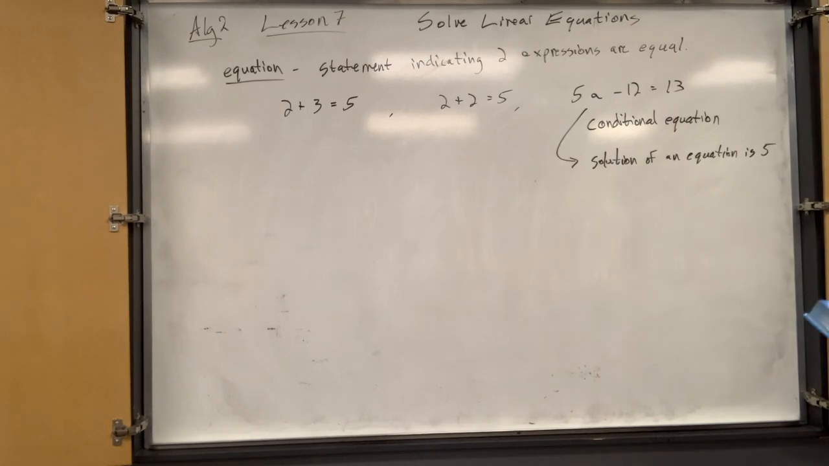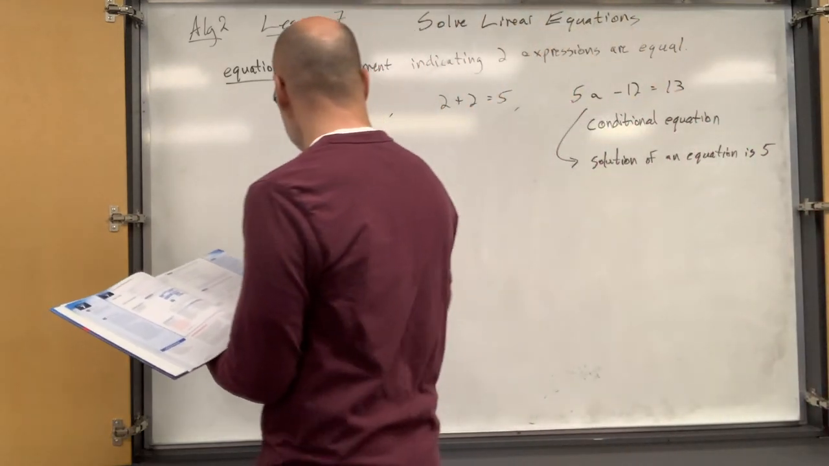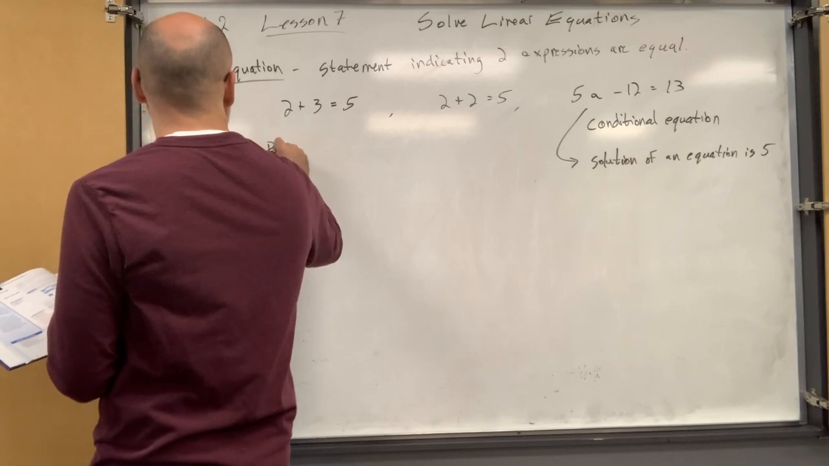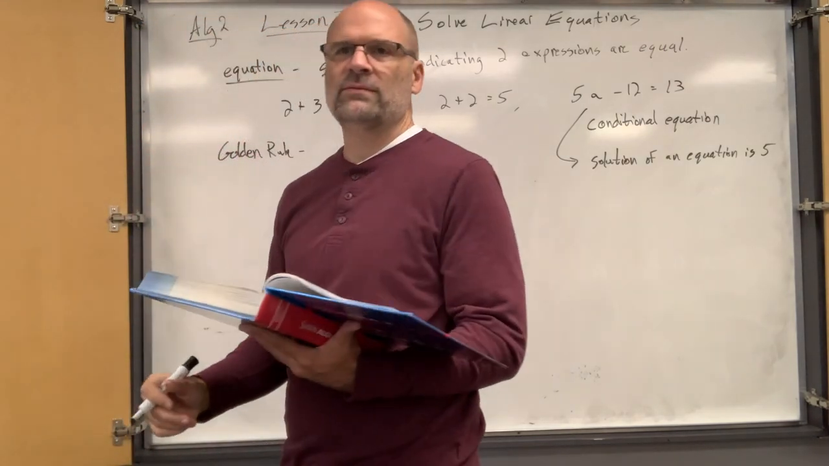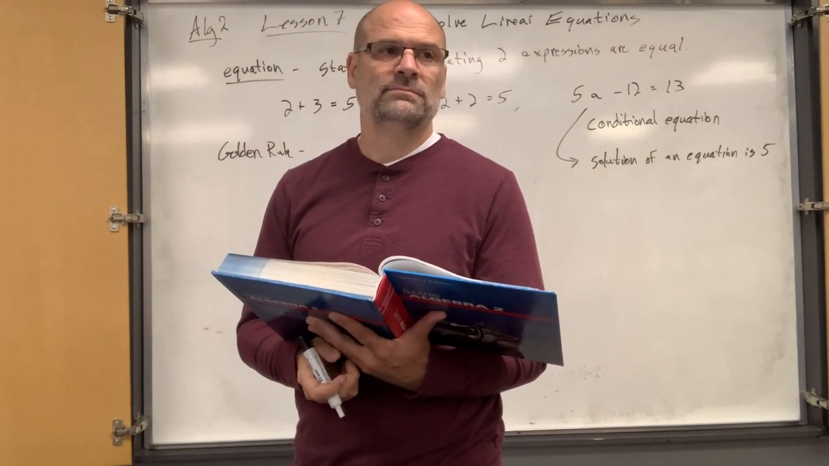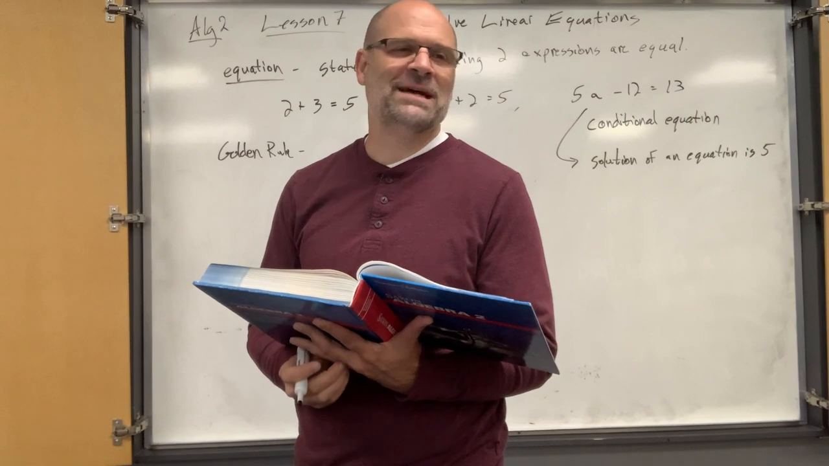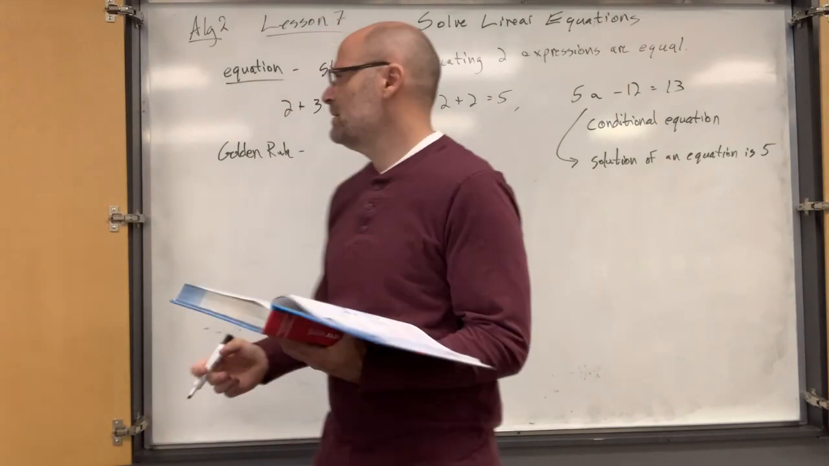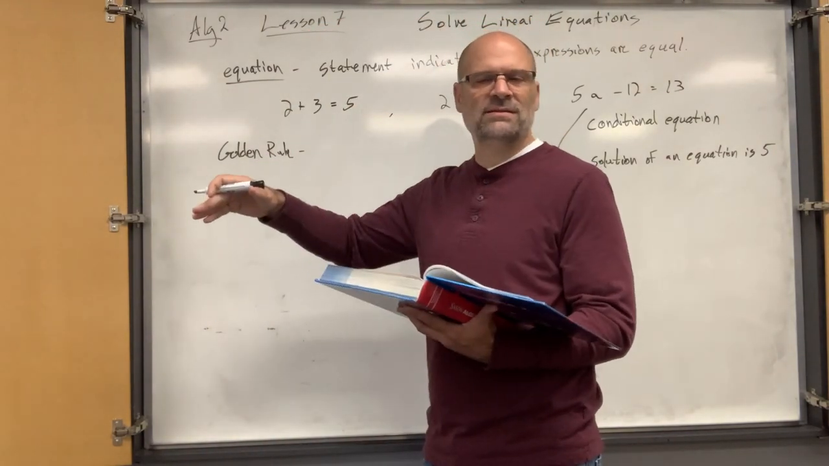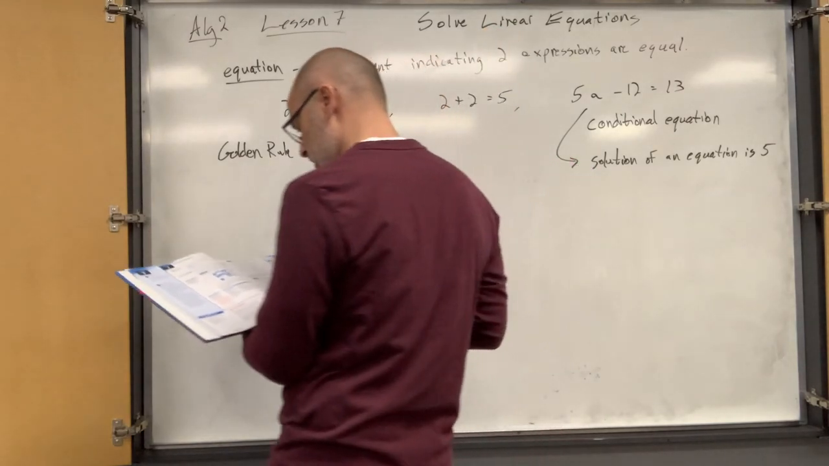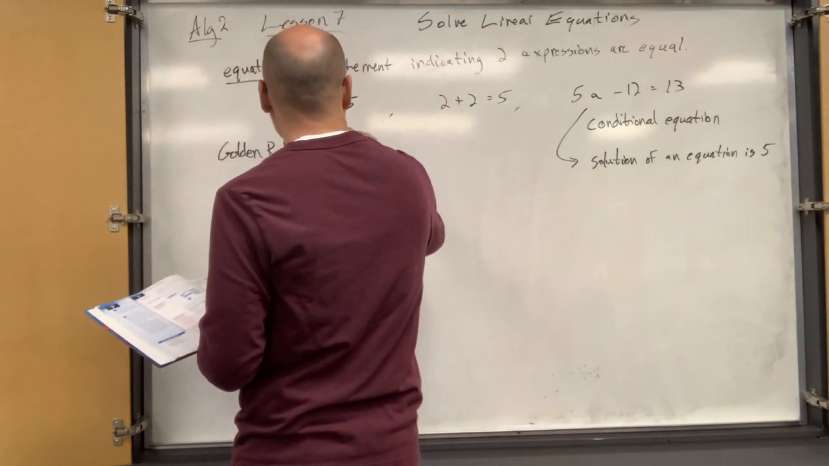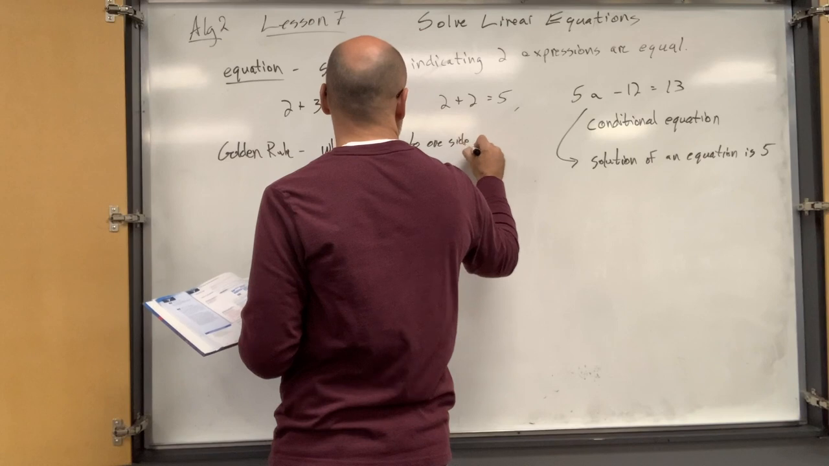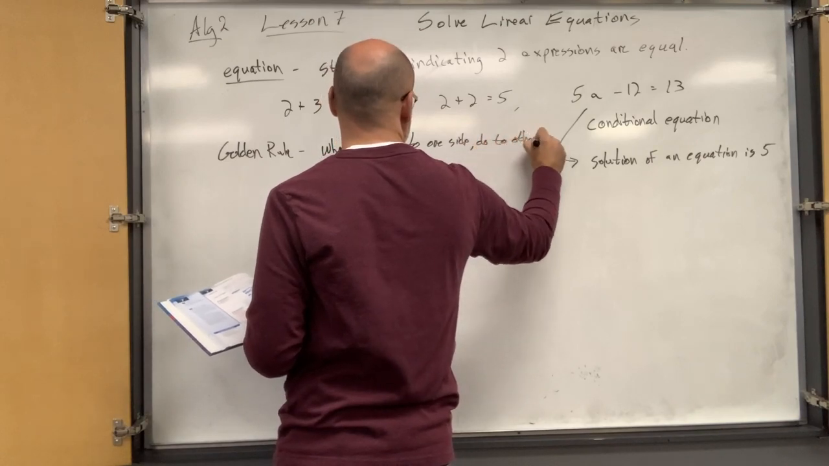All right, and in an equation, we can use different properties. You guys are good at these properties so far. So remember the golden rule. What's the golden rule in life? Treat others as you want to be treated. And the golden rule for equations is treat the left side like you treat the right side. Whatever you do to one side, do to the other, okay?